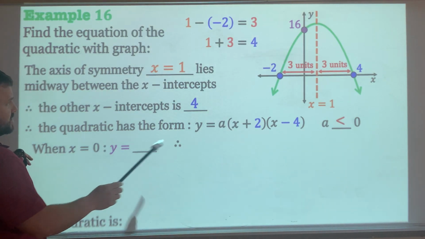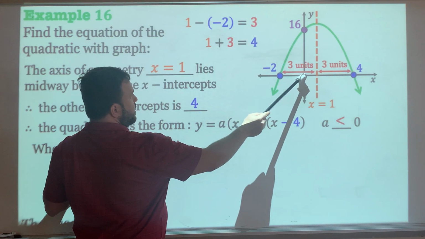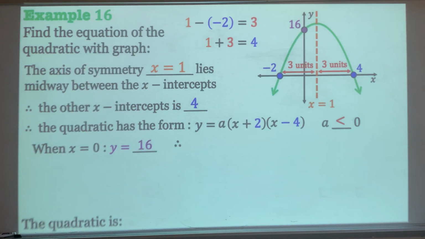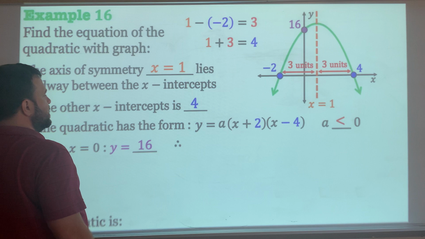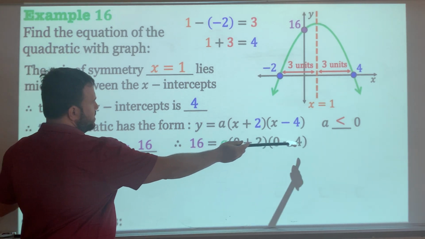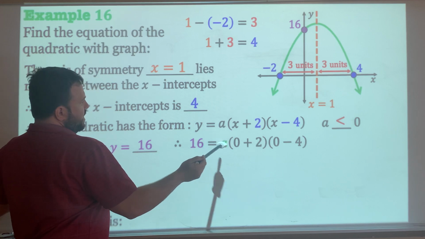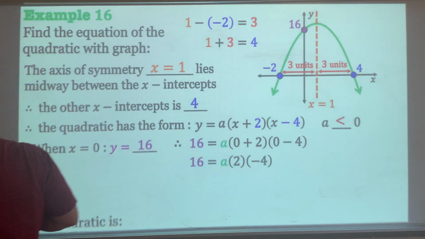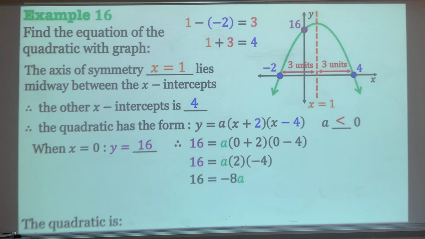Next thing, when x is 0, what's y? 16. Therefore, we're going to plug that into our equation. 16 equals a times 0 plus 2, 0 minus 4. 16 equals a times 2 times negative 4. 16 equals a times negative 8. All right? And then, therefore, a equals negative 2.